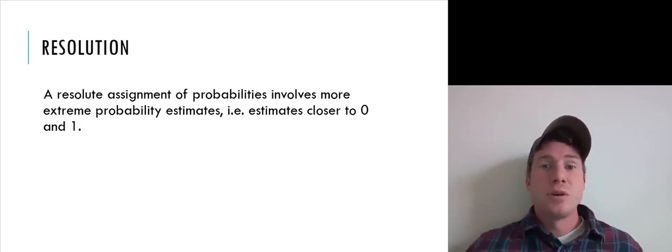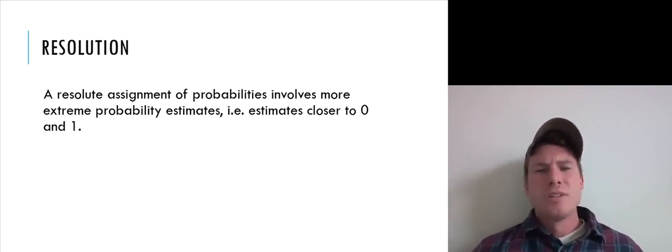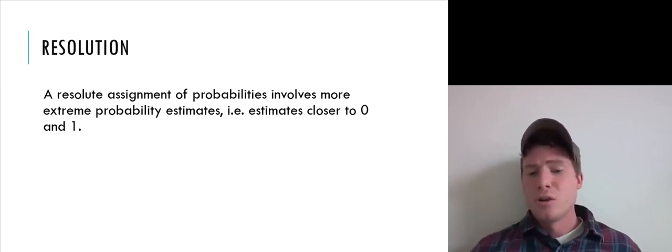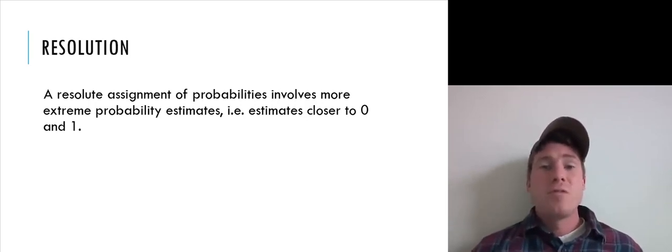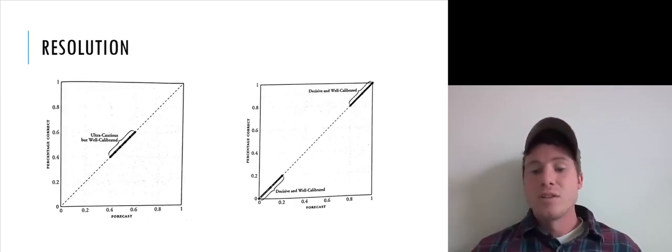That sort of omniscient person, right? That person, the second person, is more accurate than the first. We want to capture that, right? And resolution is the idea that captures that. A resolute assignment of probabilities involves more extreme probability estimates intuitively, so estimates that are closer to 0 or closer to 1. And what ideally you'd want to have would be forecasting judgments that would be both well-calibrated and resolute.